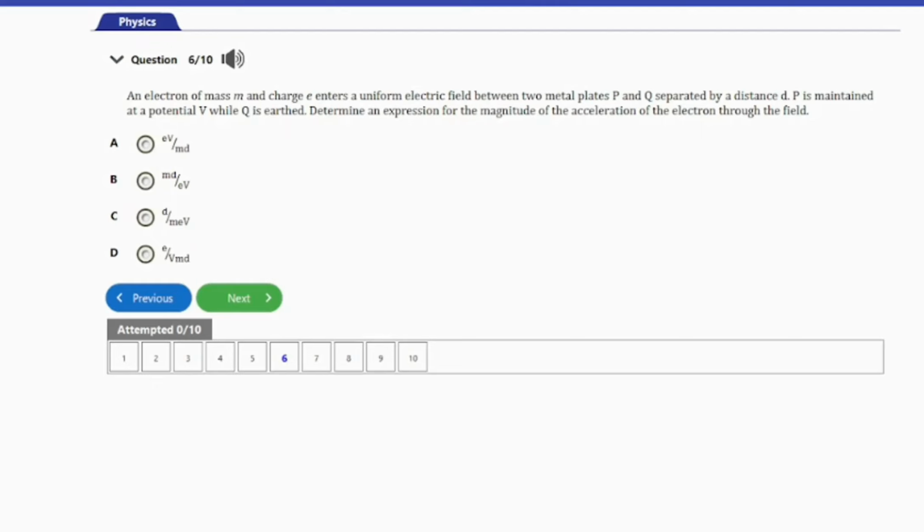Since we have our force to be eV over d, from this equation, we can state that a, which is the acceleration, is equal to eV over d times 1 over m. If we multiply these out, we're going to have eV over md. So the correct answer to this question, guys, is option A here, eV over md. So that's it for this question. Let's go ahead and consider the next question.